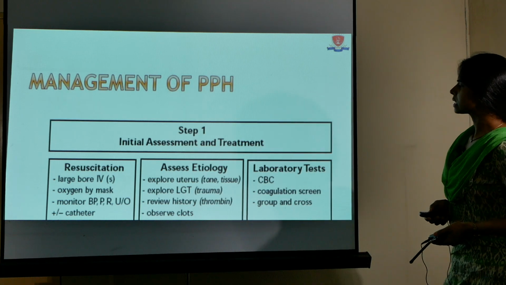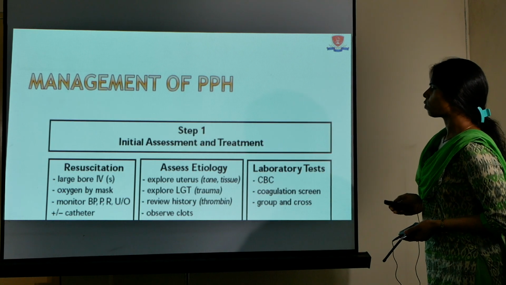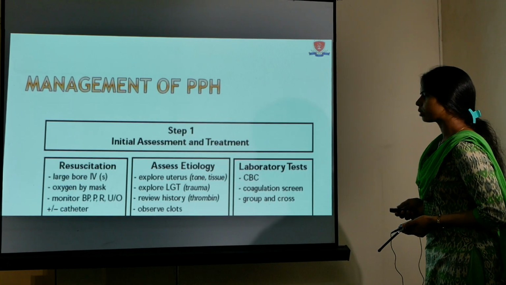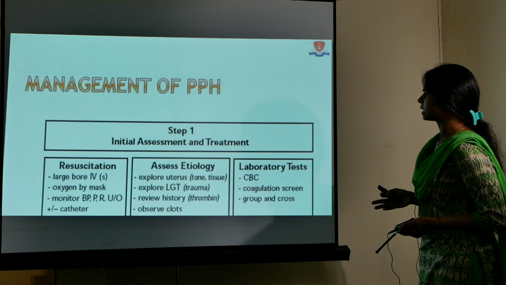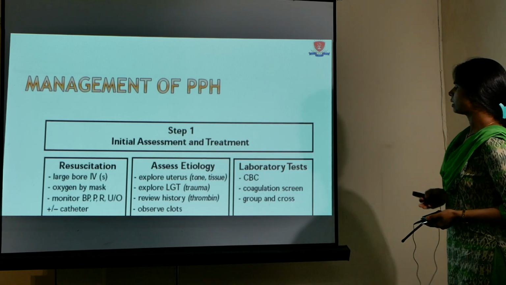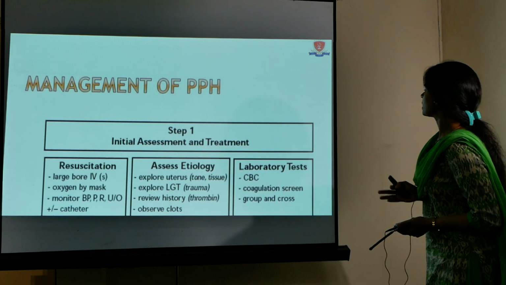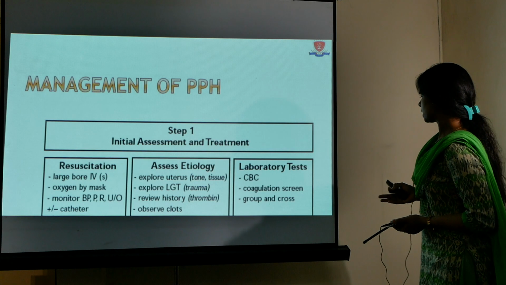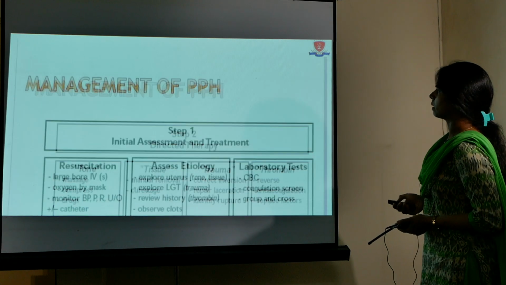Initial assessment is the resuscitation by large IV bore cannulas, oxygen by mask, and monitoring BP, pulse rate, respiratory rate, and urinary output. For urinary output, we catheterize the patient, and then assess the etiology: tone, tissue, trauma, thrombin, or any blood clots. Then send for laboratory tests: CBC, coagulation profile, and blood grouping of the patient, and send for cross match for arranging the blood.